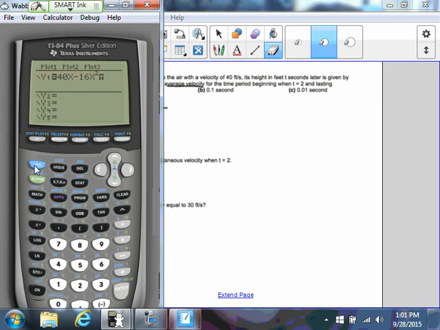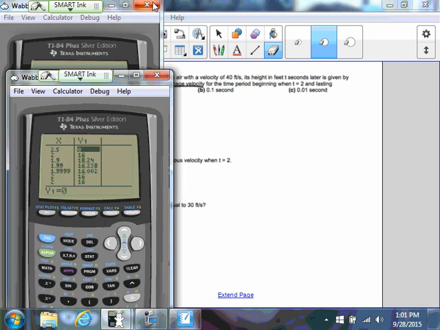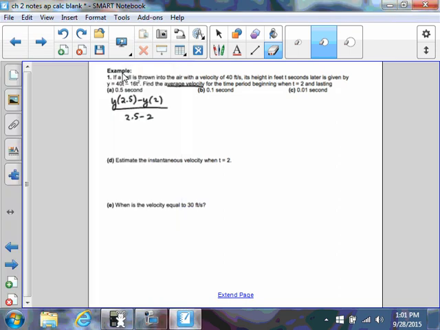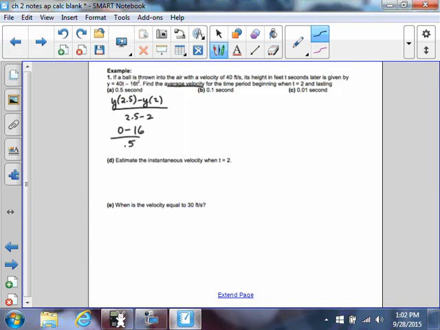Okay, so when you go to second table, we want to put in different values. So we want to find between 2.5 and 2 seconds. So go ahead and put in 2.5 into your table and put in 2. So when you plug in 2.5, you actually get 0. Okay, so its position at that time is 0, meaning it's hit the ground. So we have 0 and we have 16. So we're going to have 0 minus 16 all over 0.5. So we get negative 32, and it's in feet per second.